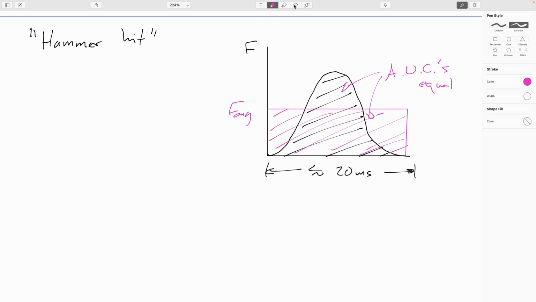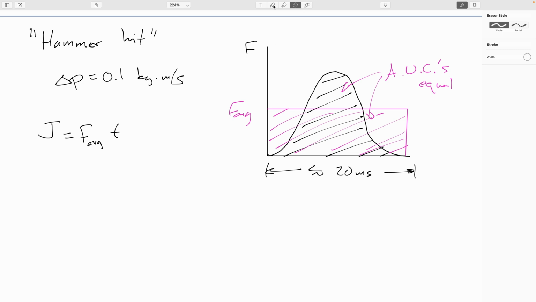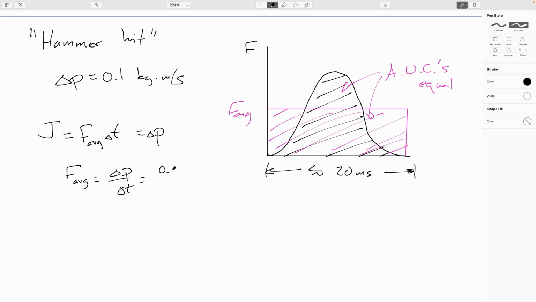But what this lets us do is say, let's say we took a look at some sort of situation and we found that the change in the momentum was 0.1 kilogram meters per second. What we could do in this case is say the impulse would be equal to F average times our contact time, F average delta t. Like I said, we can figure out the contact time from high-speed videotape or video recording or something like that. And this would be equal to delta p, which was something that we could measure. So we can say F average would be equal to delta p over delta t. So in this case, it would be 0.1 kilogram meters per second over 0.02 seconds. Well, that's going to give us 5 newtons.